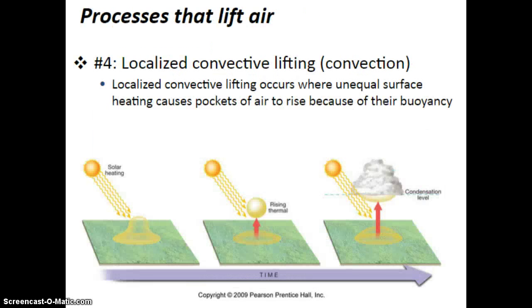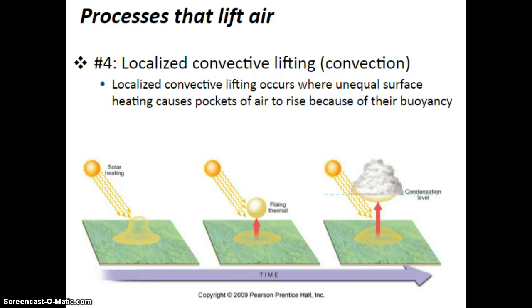And the fourth and final way, where we get a lot of summer storms develop from, is general convection, convective lifting. Localized convective lifting occurs where unequal surface heat causes pockets of air to rise because of their buoyancy. So direct sunlight heats up the land, heats up the air above it, it's going to begin to rise, and adiabatics takes place. It cools at its condensation line, creating this cloud level, and we can then begin calculating what's happening.